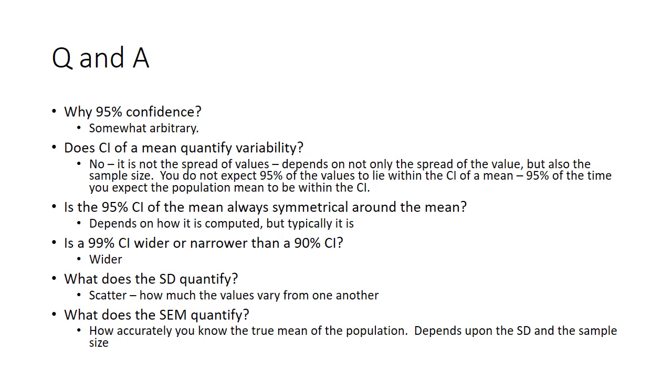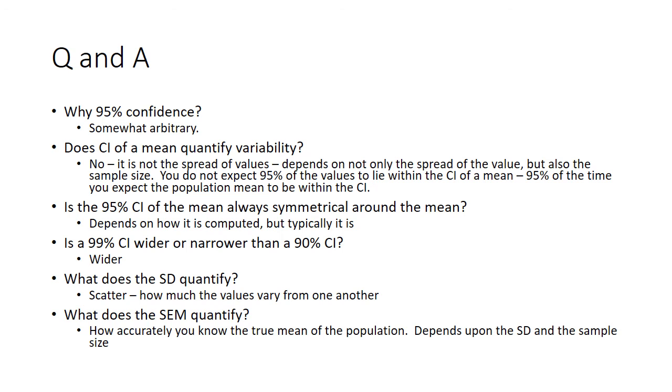Okay, and when we do journal clubs, we're going to find some examples of where we can apply this, so that way you can get a better idea of what it actually means. Is the 95% confidence interval of the mean always symmetrical around the mean? It depends on how it's computed, but typically, yes, it is going to be symmetrical around the mean.